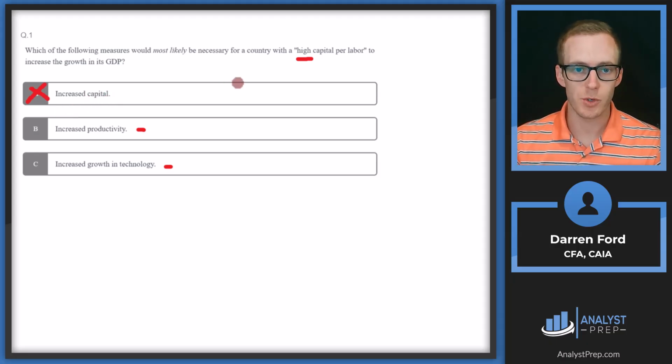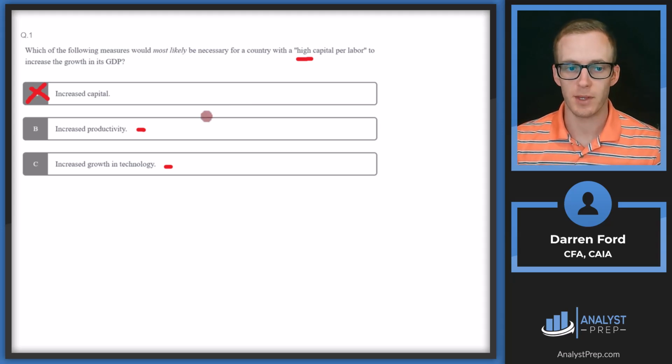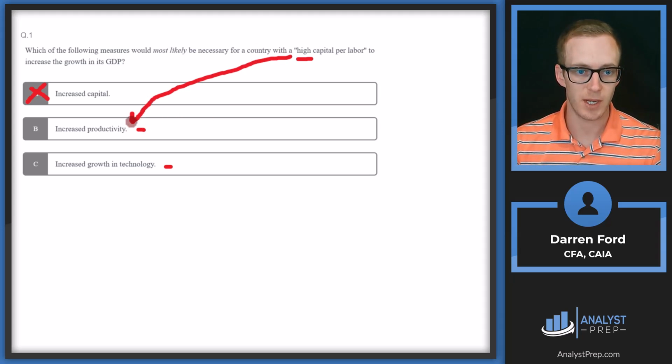is generally going to occur already when we have high capital per labor. That's what the capital is going after. It's going into investment in equipment and employees and people in the economy, etc. And it's going into increasing their productivity. So if we already have high capital per labor, it's unlikely that increasing capital is going to grow our GDP. And it's also unlikely that we're going to be able to increase productivity just from the high capital.